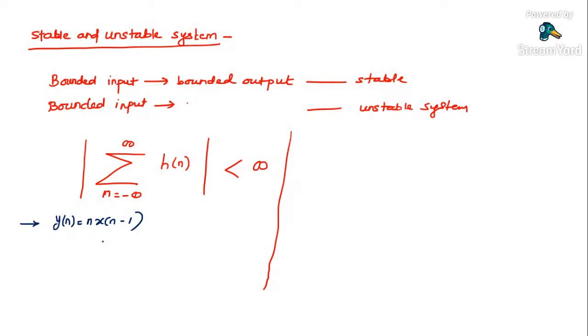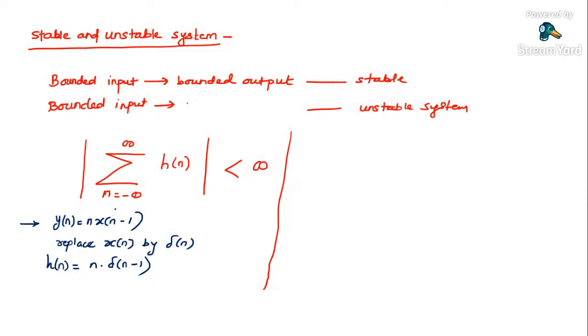First of all, what you have to do is replace x of n by delta of n, meaning the input will be an impulse, so that this equation becomes h of n is equal to n into delta of n minus 1. If you apply an impulse as an input to the system, the output is called the impulse response. So h of n is equal to n into delta of n minus 1.